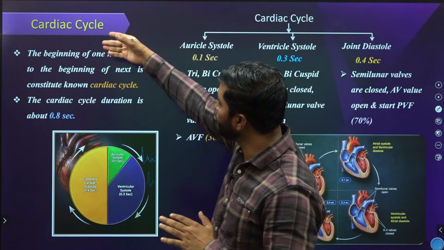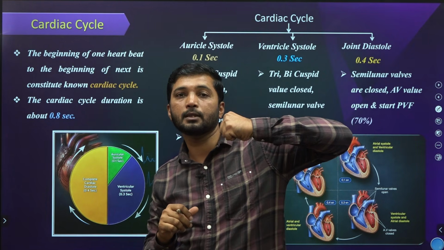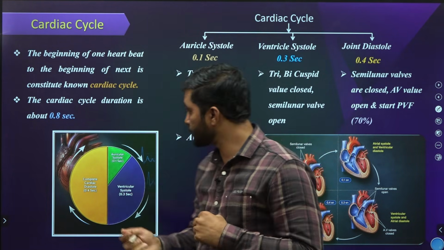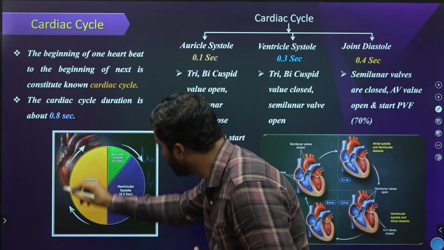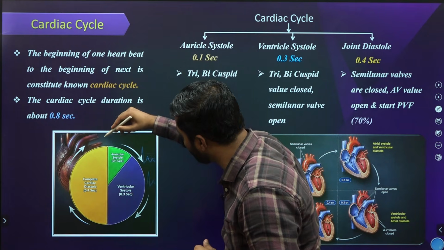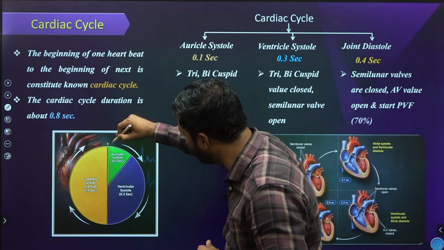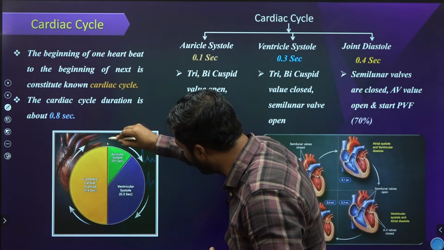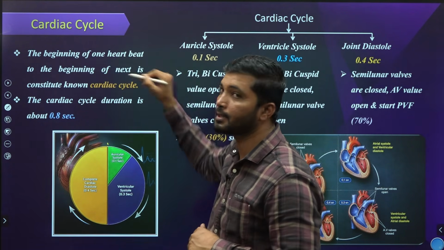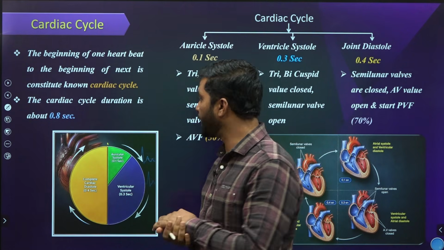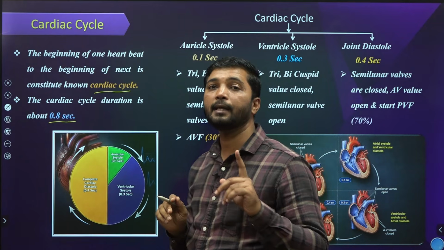That is a cardiac cycle. By definition, the beginning of one heartbeat to the beginning of the next constitutes the cardiac cycle, with three different events. The beginning stage is auricle systole, so the beginning of one auricle systole to the beginning of the next constitutes the cardiac cycle, or one heartbeat. The duration of the cardiac cycle is about 0.8 seconds.